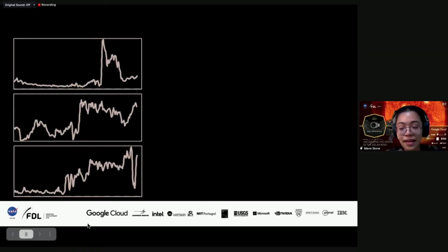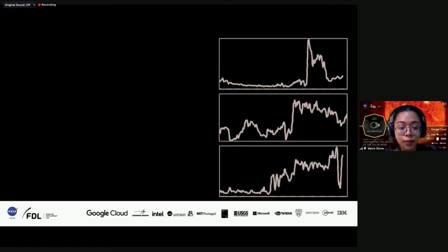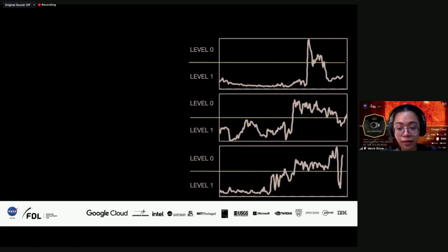Thanks for the rundown, Nathan. Now let's take a look at how this non-traditional approach works. On the left, we have a collection of time series data that we want to sort. First, we divide our time series data into different levels. So here you can see that we have level 0 and 1.